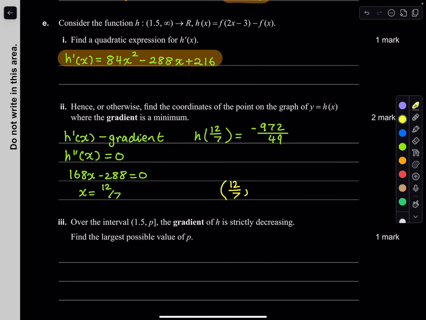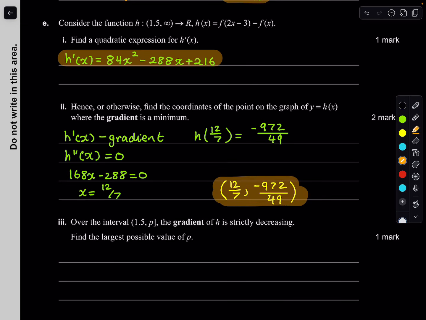So 12 over 7. Negative 972 over 49. That is perfect. Okay, let's highlight that. All right, that looks nice.